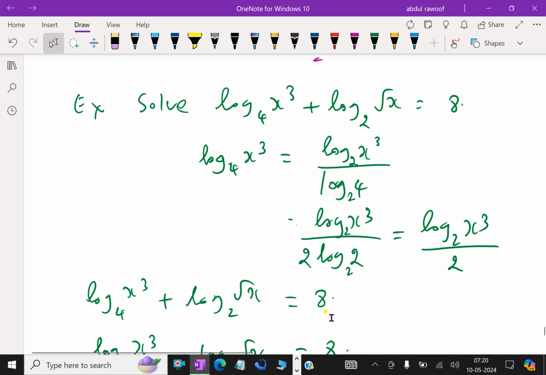So far we discussed the change of base rule in logarithms, and we have done some interesting problems.